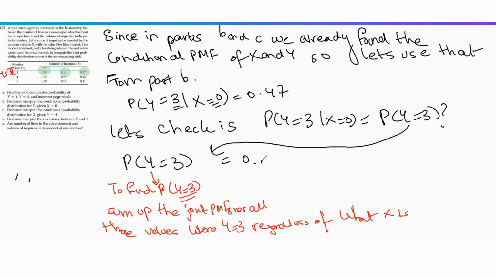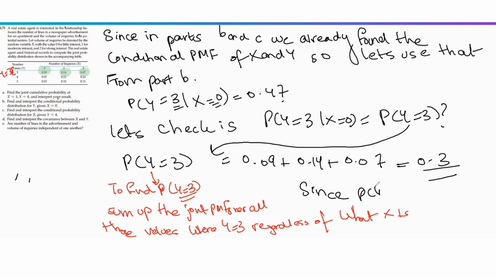So probability y is 3 is the probability y is 3 and x is 0, which is 0.09, plus probability y is 3 and x is 1, which is 0.14, plus probability y is 3 and x is 2, 0.07. So this turns out to be 0.3. Now probability y is 3 given x is equal to 0 is 0.47, but probability y is 3 is 0.3.